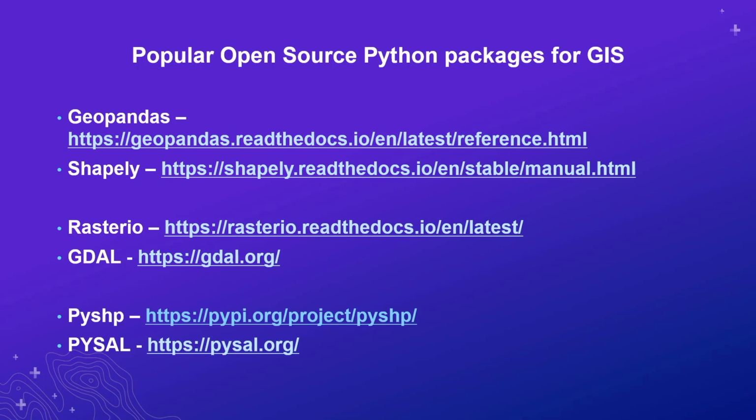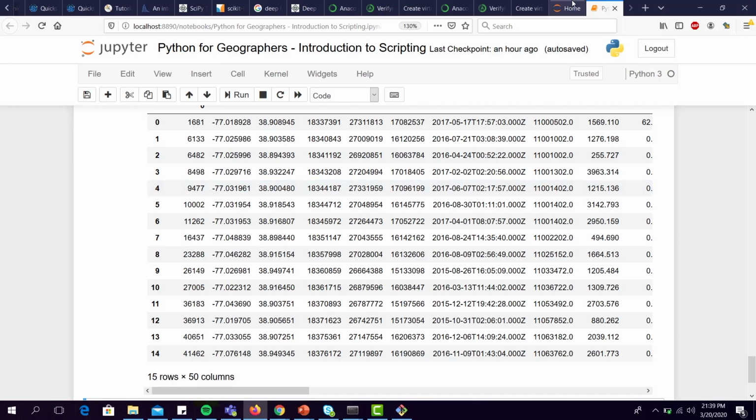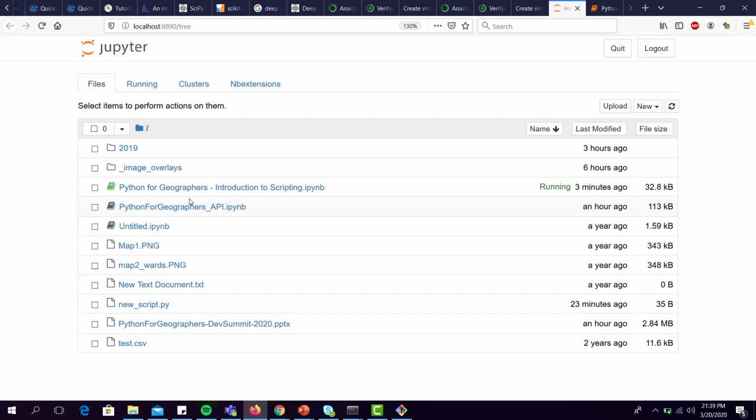Again, there are several other open source GIS Python packages such as GeoPy, Rtree, NetworkX, Fiona. Again, this is just the tip of the iceberg and there are a lot more to explore. Let's now take a look at a demonstration for doing a simple GIS and data analysis in Python. For this, let's take a trip through Washington, D.C.